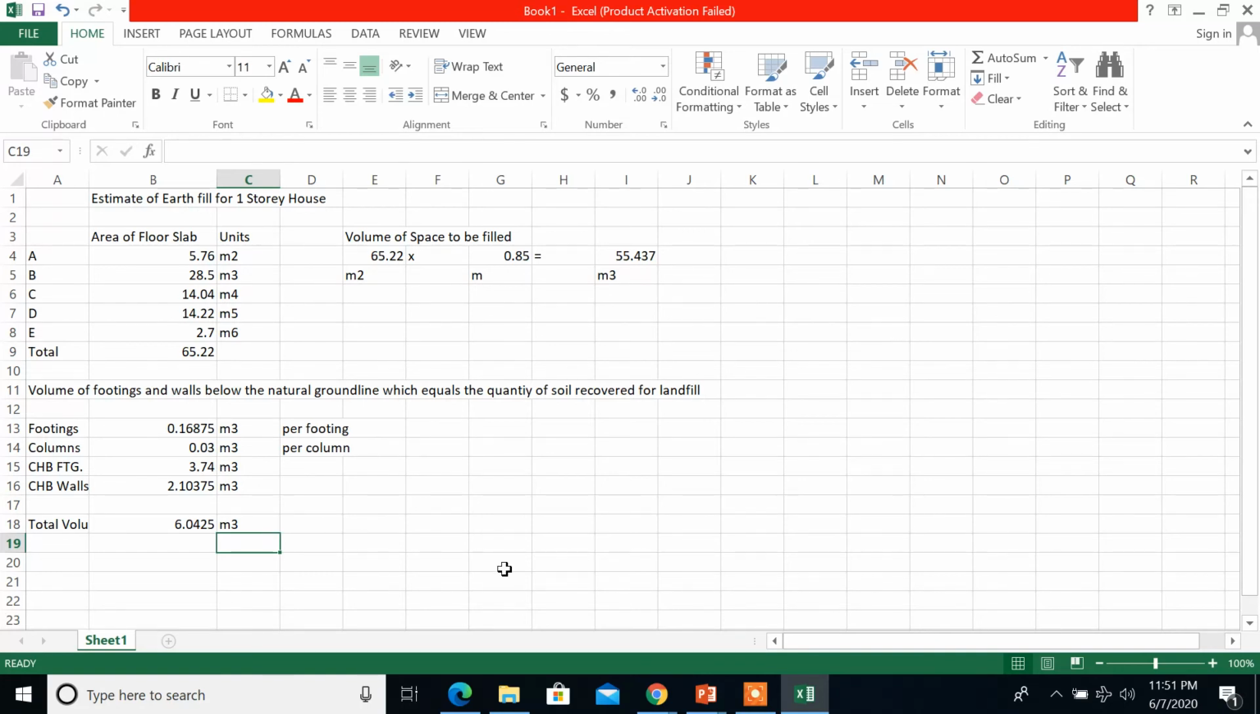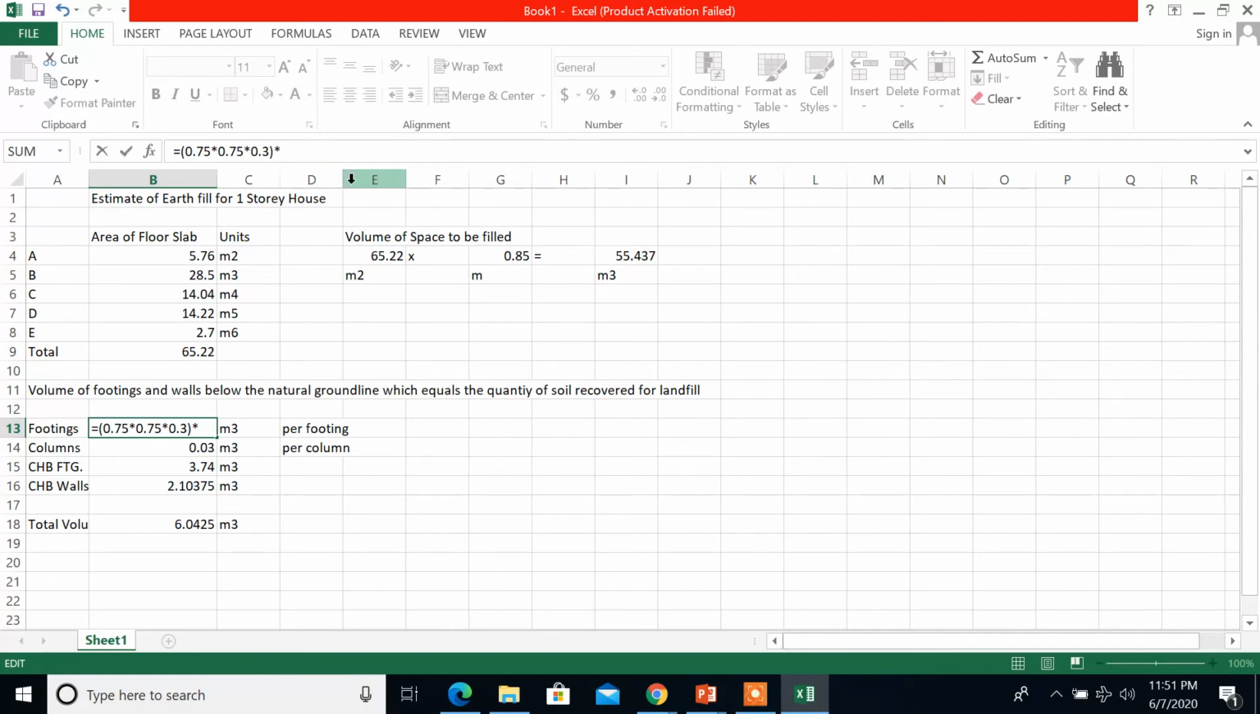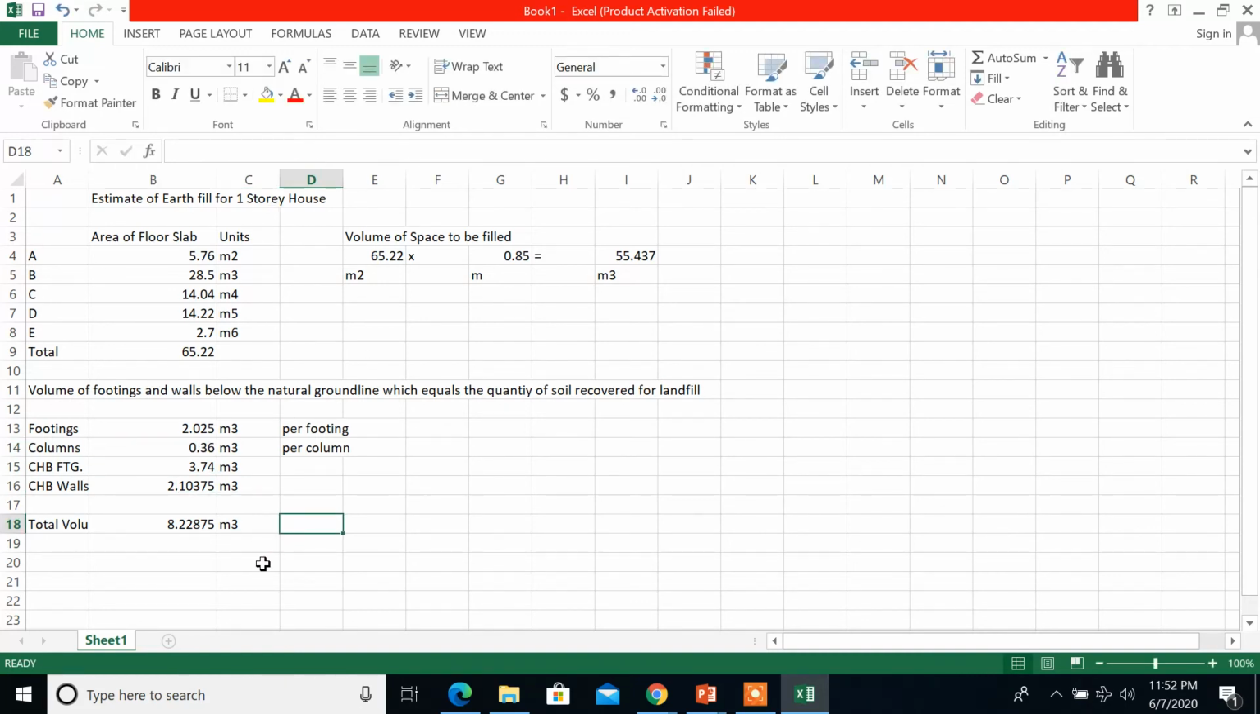Then next, so next step naman, ito per footing, then ito naman is per column. So it means, dapat pala, sinama na natin siya, no? Dapat times 12 ko na lang pala to. So, we have a mistake. Dapat di ko na siya pinag-walay. So, times 12. And ito times 12. So, total number of columns is also 12. So, our total volume is equivalent to 8.22875 cubic meters.